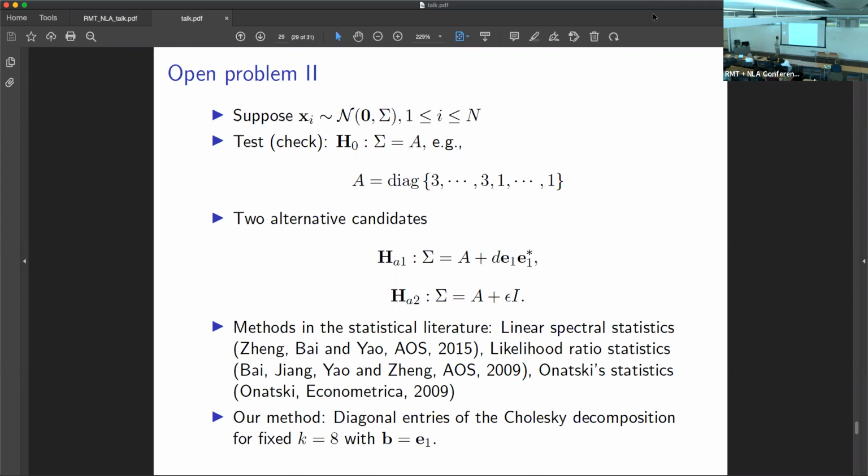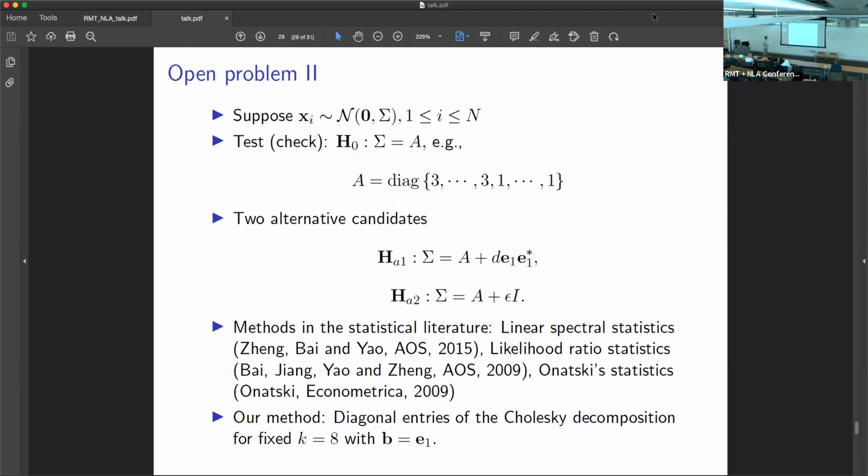Now I'm trying to say, how about I utilize something from my calculation? Because I know the distribution very well, I'm trying to use the diagonal entries of the tridiagonal decomposition to do the testing. What do I mean? Under sigma equal to A, I know the distribution. If sigma is different from A, for example in the following two senses, I will have another distribution. Maybe the variances are different. You can imagine the larger the D, the larger the epsilon, the easier the problem is.